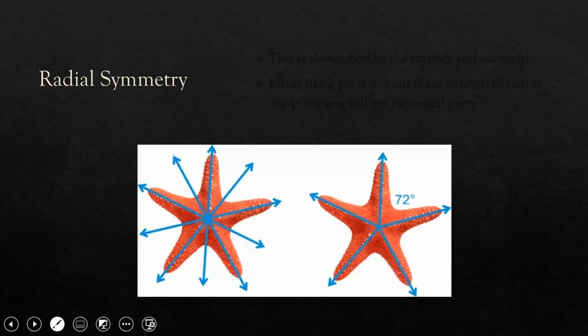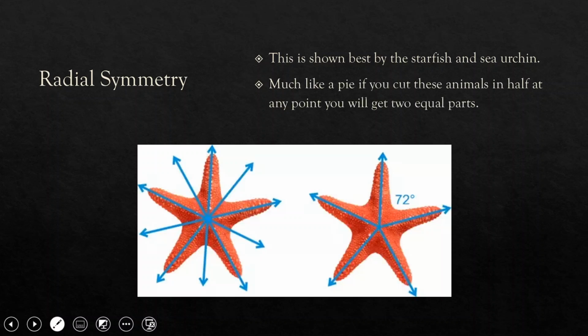Now there's also this idea of radial symmetry, and the example I have of radial symmetry is a starfish. It's a pretty cool looking guy right here. Now this is best shown with sea urchins and starfish, and it's much like a pie. If you cut these animals in half at any point, you will get two equal parts. And so you can see right here with our starfish, at any point on these blue lines, you cut that starfish, you will have two perfect halves of the starfish. This means the starfish in this example has radial symmetry.